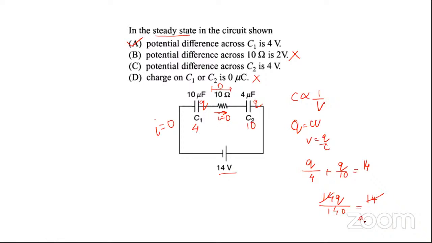So from here you will get Q equals to 140 coulombs. And when you distribute the charges and then calculate the potential difference, from there also you'll get the answer as A.